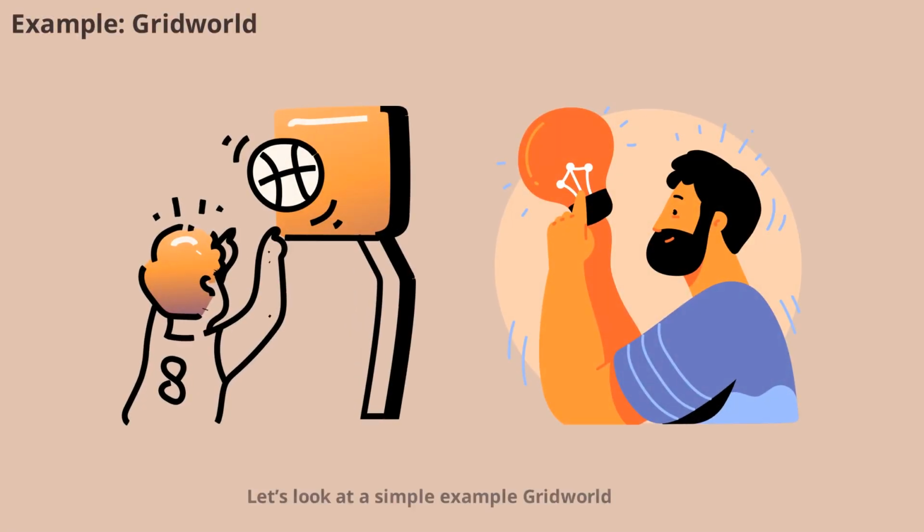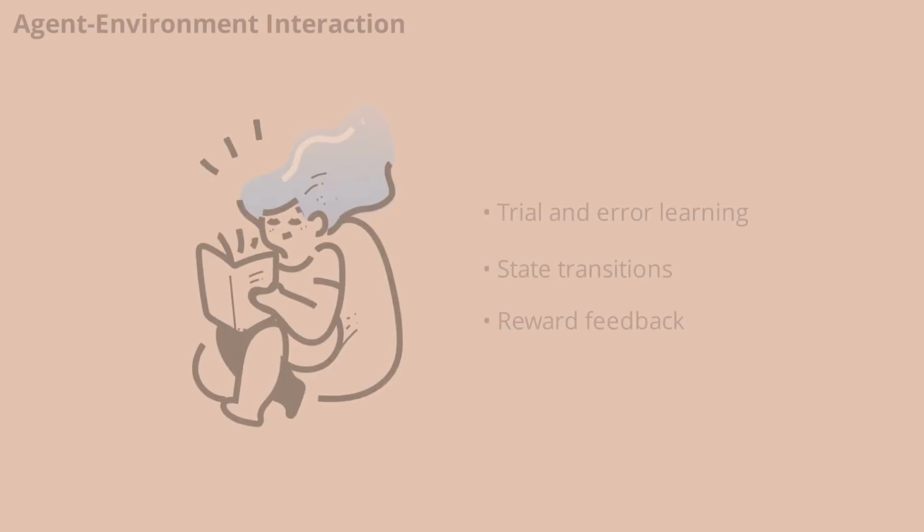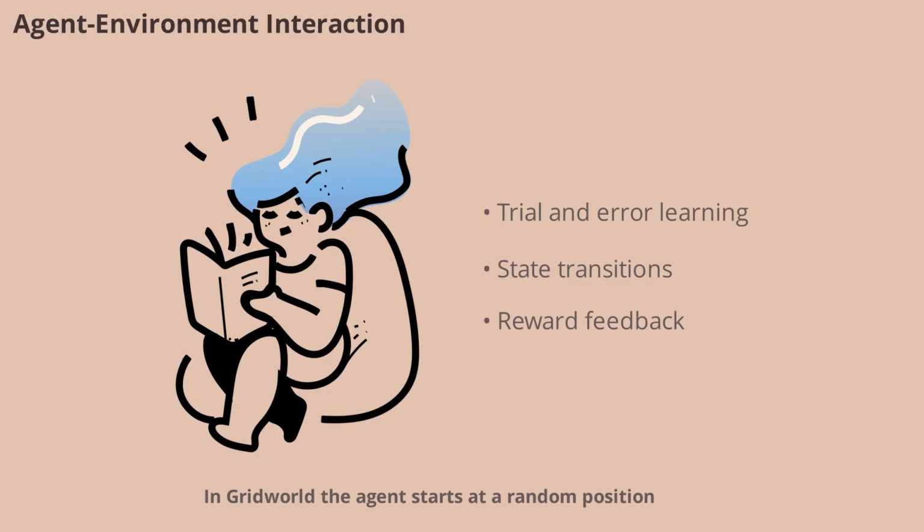Let's look at a simple example, grid world. Imagine a small grid where an agent moves up, down, left, or right to reach a goal. Each move gives a reward or penalty, depending on the outcome. The agent learns which path leads to the highest total reward. Grid world is a classic RL example because it's easy to visualize and demonstrates key RL concepts in action. In grid world, the agent starts at a random position and interacts with the environment by choosing actions.